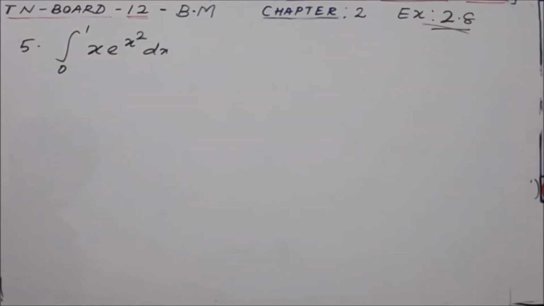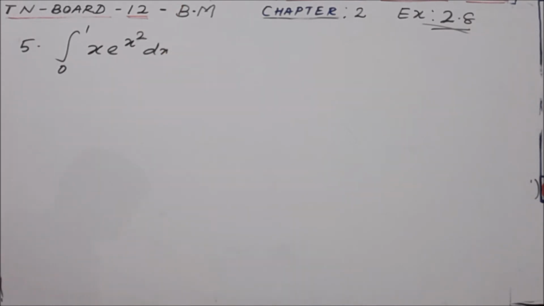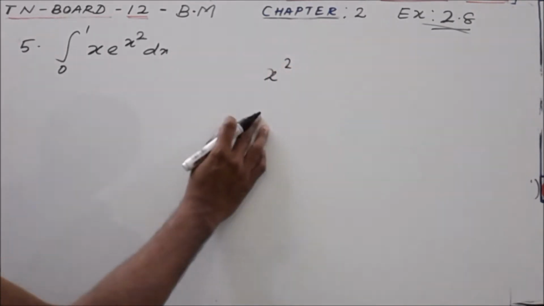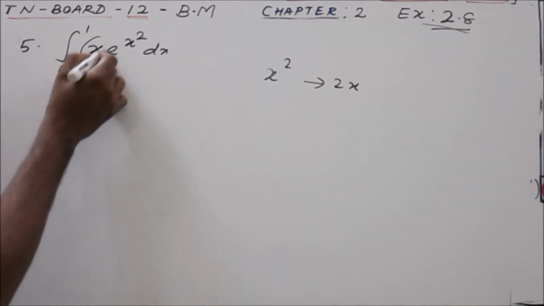Question 5, integral 0 to 1 x e power x square dx. There is 0 to 1 x e power x square into dx is the question. Exercise 2.58, question number 5. We have learned several types of integrals, but this is a little different. Here we have x, the power is x square. But the derivative of x square, think of the derivative of x square, that is 2x, but we have x here.